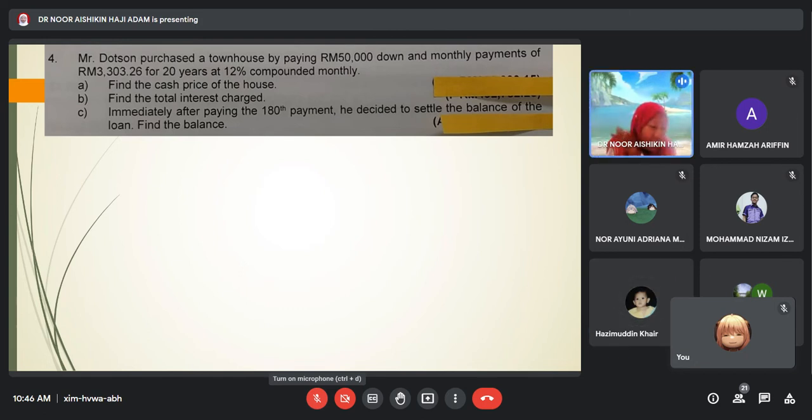Hazimuddin Khair. Ya, madam. Apa you dapat as a cash prize? Dapat 350015. In ringgit and sen, please. 15 sen. 15 sen berapa ringgit? 35,000? 35,500,000? Macam mana 3500,000? Are you sure? 350,000. 350,000 ringgit and 15 sen.